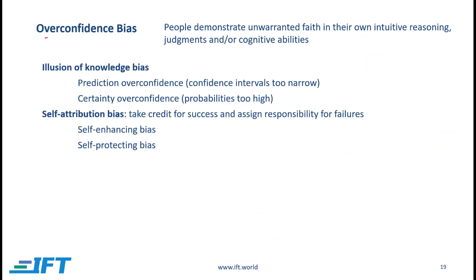Our next bias is the overconfidence bias. People with this bias demonstrate unwarranted faith in their own intuitive reasoning, the judgments that they make, and or cognitive abilities. So the point is that people are just overconfident in their knowledge or in their analytical skills. Under overconfidence bias, we have two subcategories: the illusion of knowledge bias and then self-attribution bias.